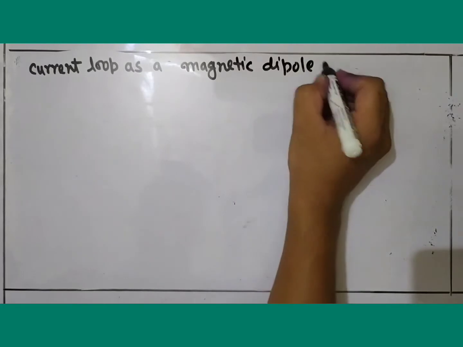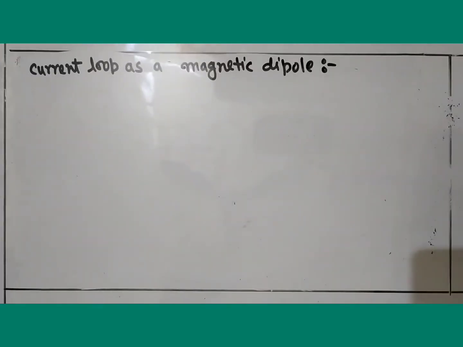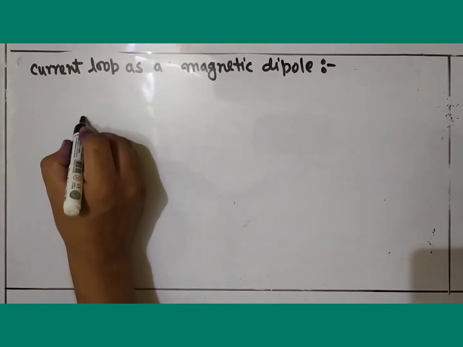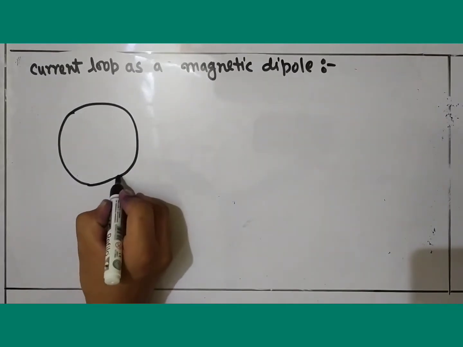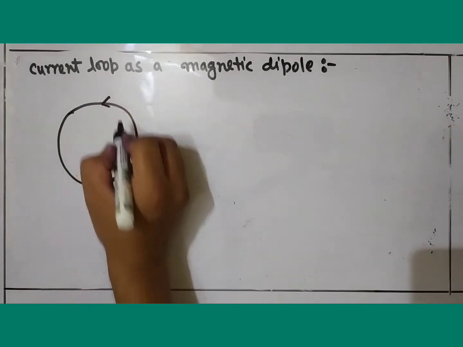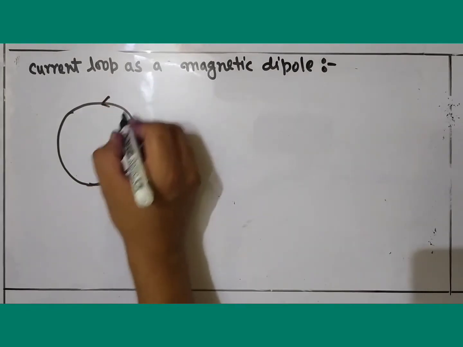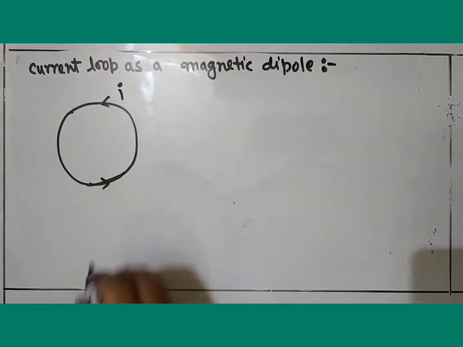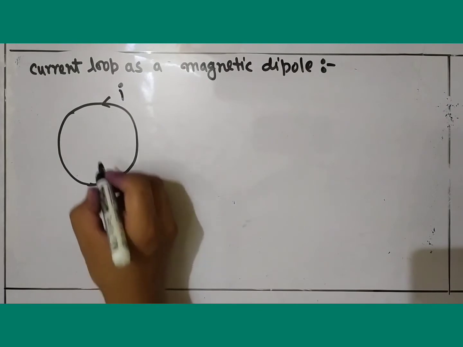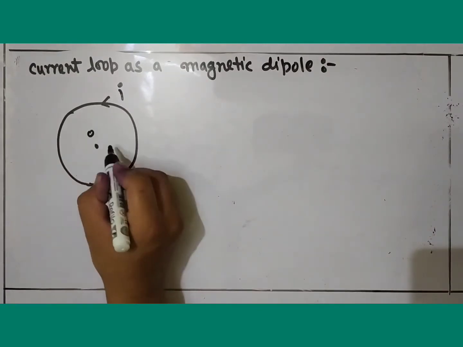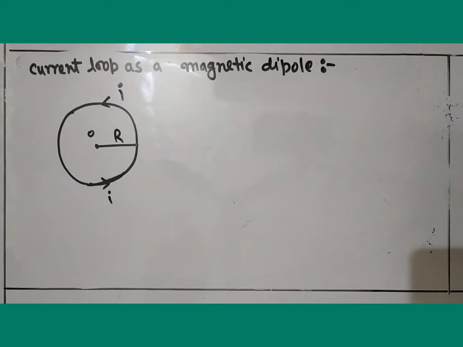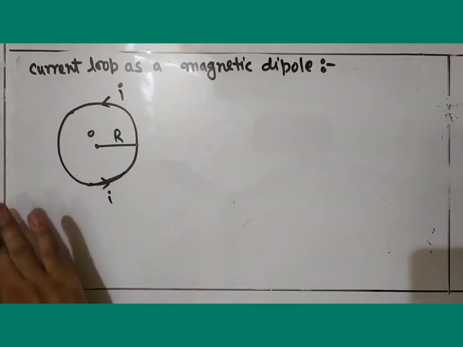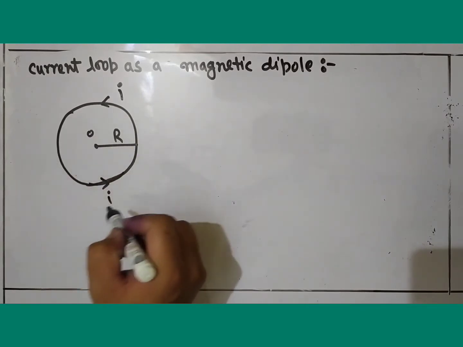Okay, let us consider we have a circular current loop. Okay, so we can take this as a circular current loop having the direction of the current anti-clockwise. Current I is flowing in anti-clockwise direction, and O is the center of the circular loop, and R is the radius of the circular loop. Okay, so this is the cross-sectional view, meaning the loop is currently lying in the plane of the board.